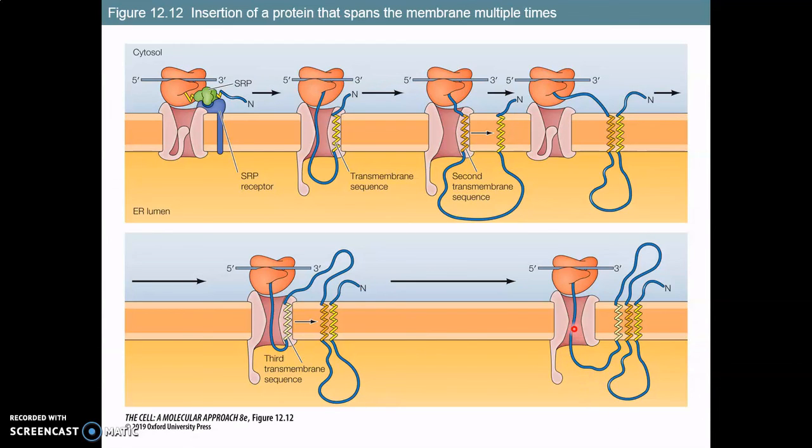If there was another sequence, and we had an even number of transmembrane sequences, then we'd have both the N-terminus and C-terminus on the same side.